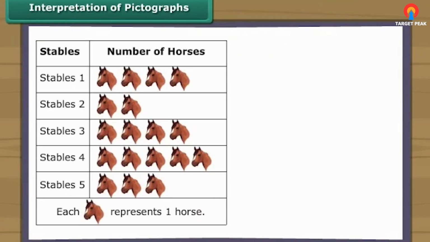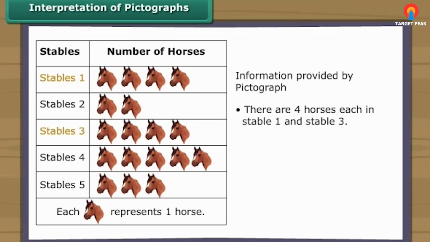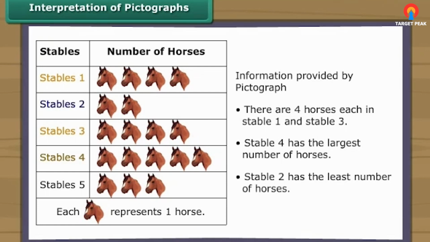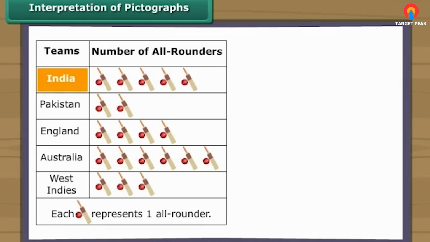Look at this pictograph. It shows details of horses in 5 different stables in a village. Each picture of a horse represents one horse. It is clear from the pictograph that there are 4 horses each in stable 1 and stable 3. Stable 4 has the largest number of horses. Stable 2 has the least number of horses. Let us interpret one more pictograph.